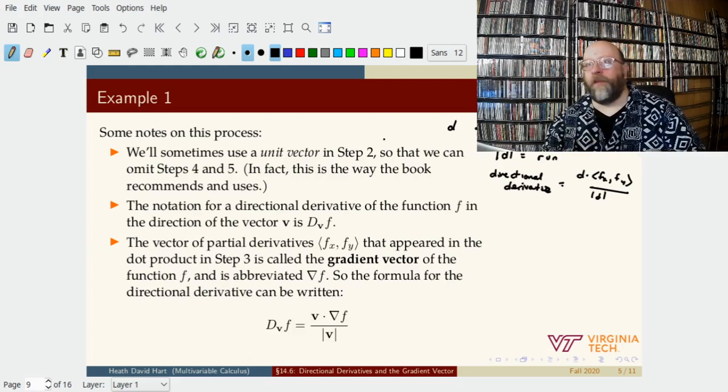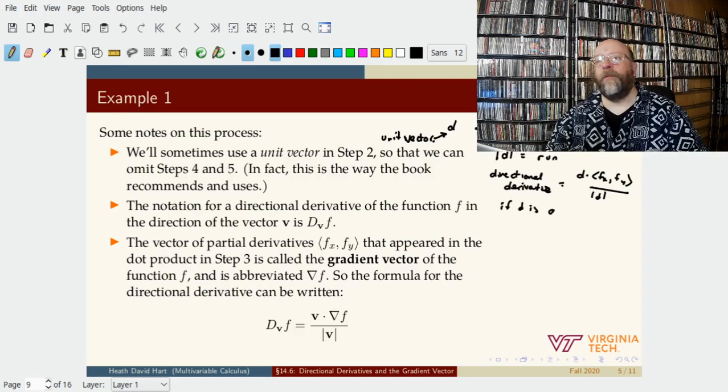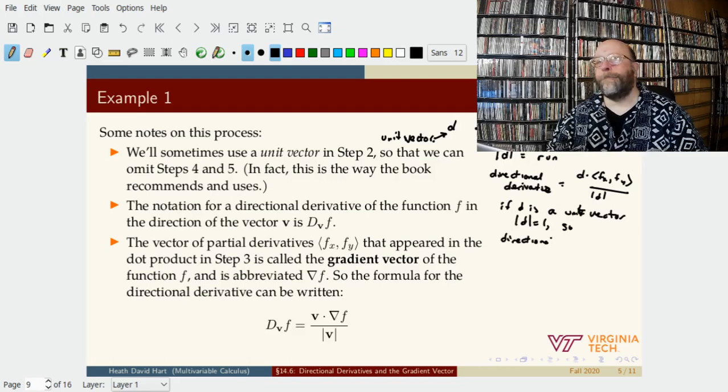So some notes on the process. Sometimes we will pick a unit vector for the direction vector, because then the magnitude of the direction will be equal to 1. So if D is a unit vector, the magnitude is equal to 1, and so the directional derivative is D times (Fx, Fy). Okay?